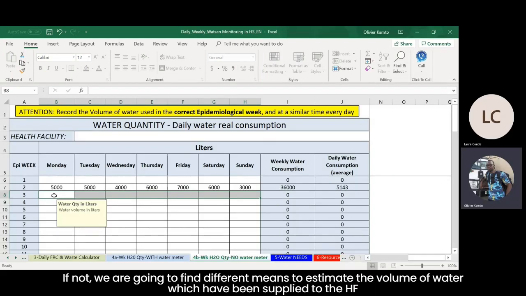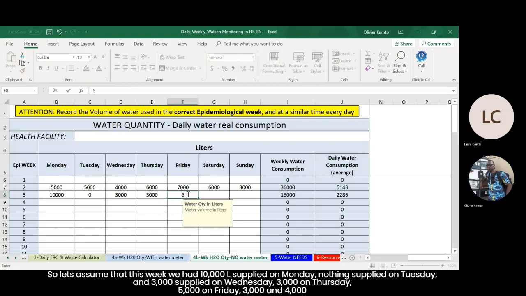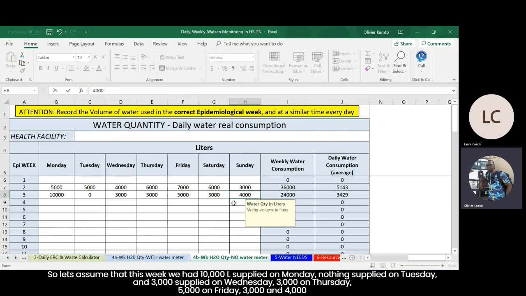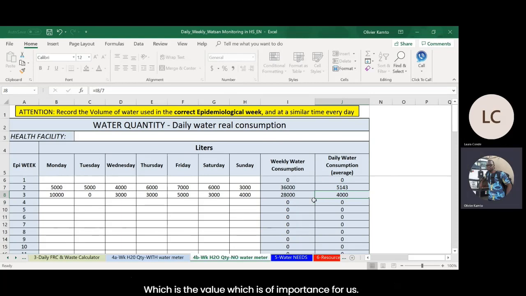If not, we are going to find different means to estimate the volumes of water which have been supplied to the health facility. So let's assume in this week we had 10,000 liters supplied on Monday, and nothing supplied on Tuesday, and 3,000 supplied on Wednesday, and 3,000 supplied on Thursday, 5,000 on Friday, and so on. I meant 5,000 here, 3,000, and 4,000. You'll also notice here that as we input all of these values, automatically it calculates the daily water consumption, which is the value which is of importance to us.